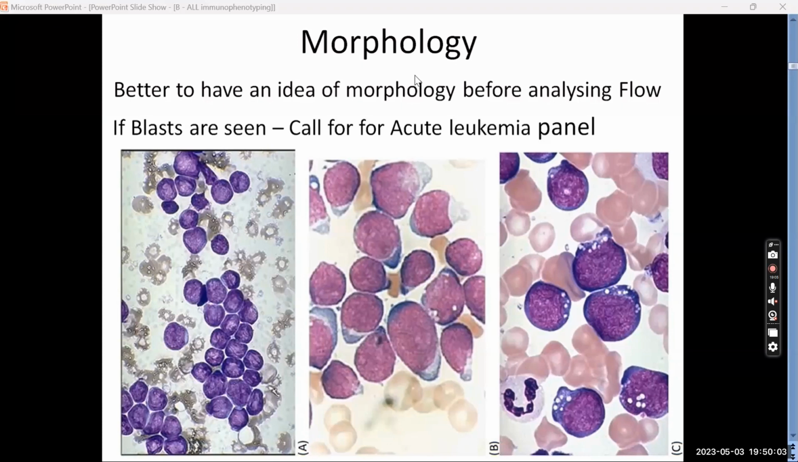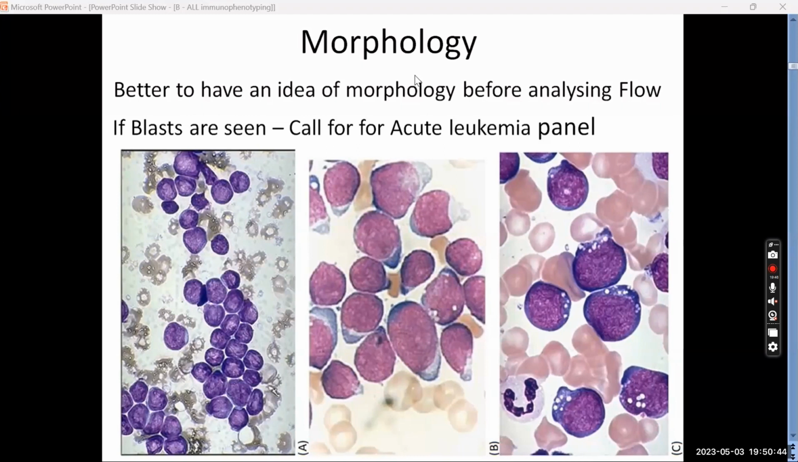Don't try to run markers restricted to B cell lineage. This will lead to very bad results. Always have a panel which encompasses B, myeloid and T. Since B-ALL is very common, don't try to do only B markers. Nine out of 10 times you will be right, but you will be missing a mixed phenotype acute leukemia somewhere. Second, you may be missing aberrancies, which may help in detecting the minimal residual disease later. So always use a panel.